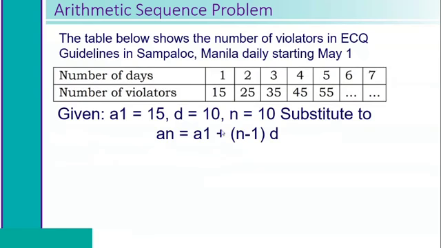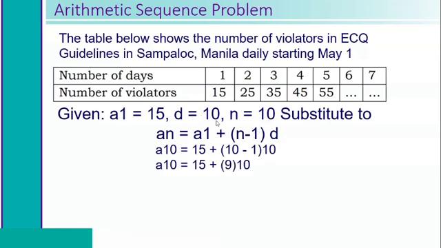And we will substitute in our equation, an is equal to a1 plus the difference of n and 1 times the common difference. So we will just substitute. So an is a10 because we are asked to find the 10th term. The first term is 15, and n is equal to 10 because we are asked to find the 10th term, minus 1, and the common difference is 10.